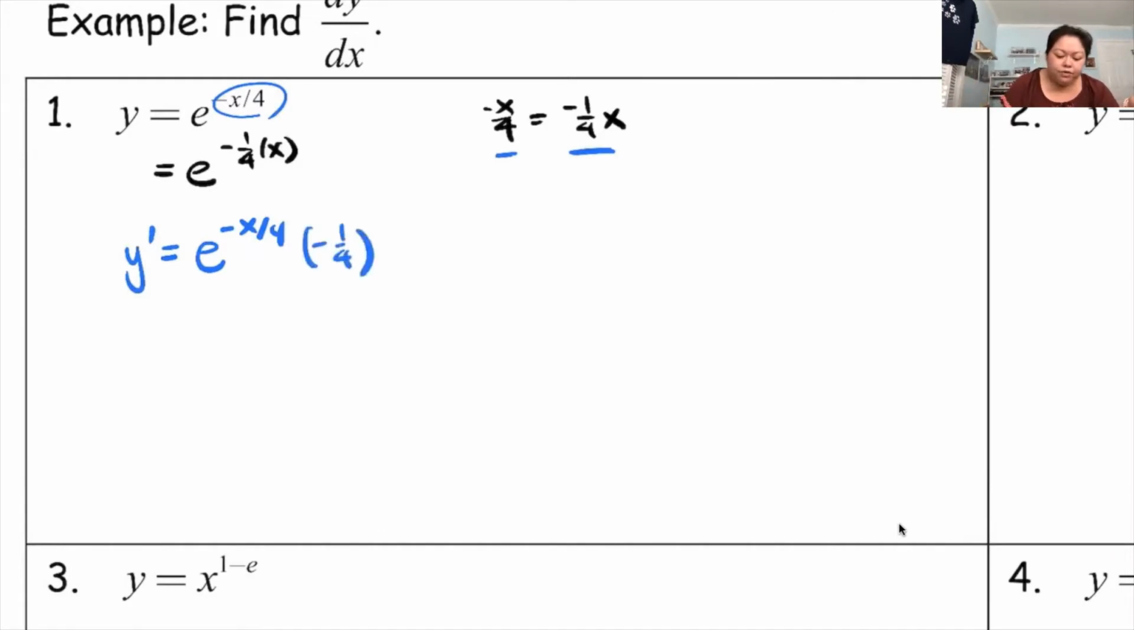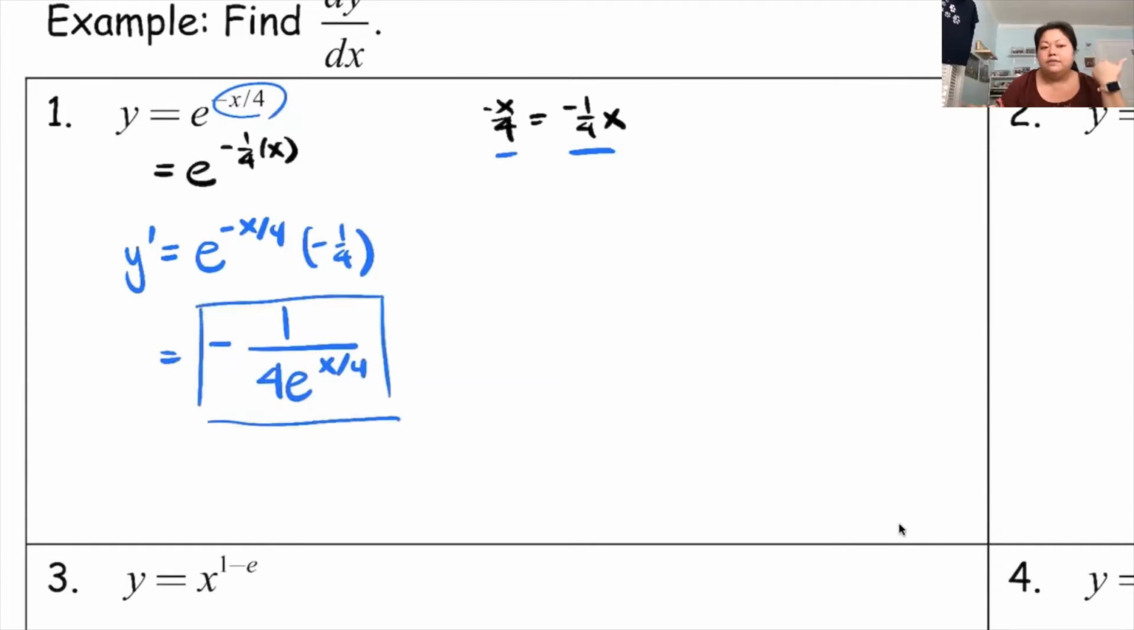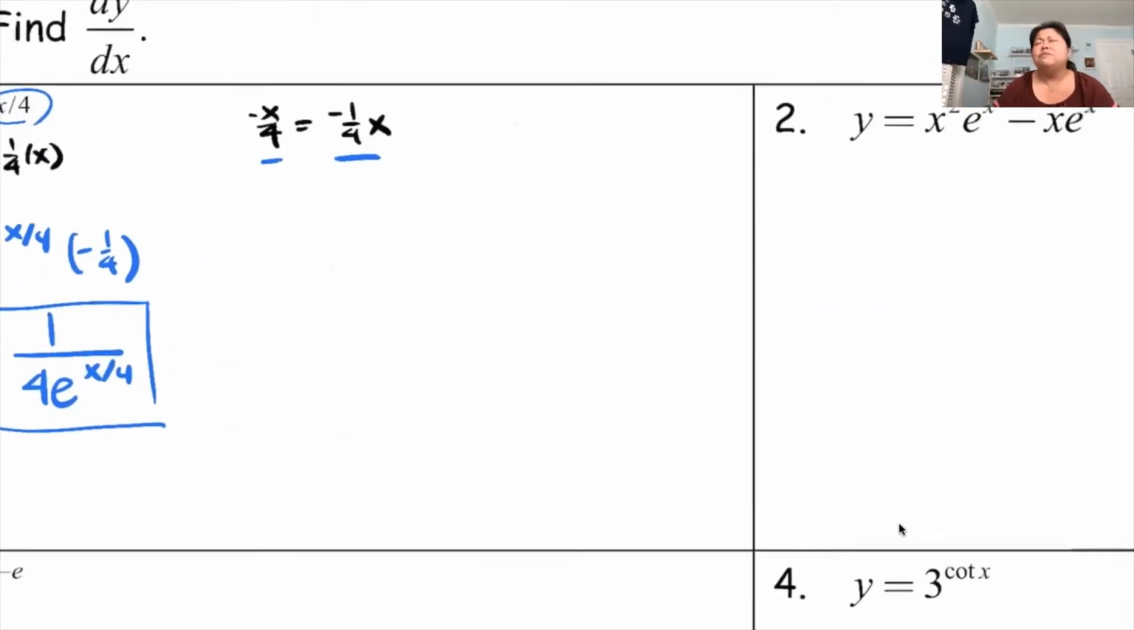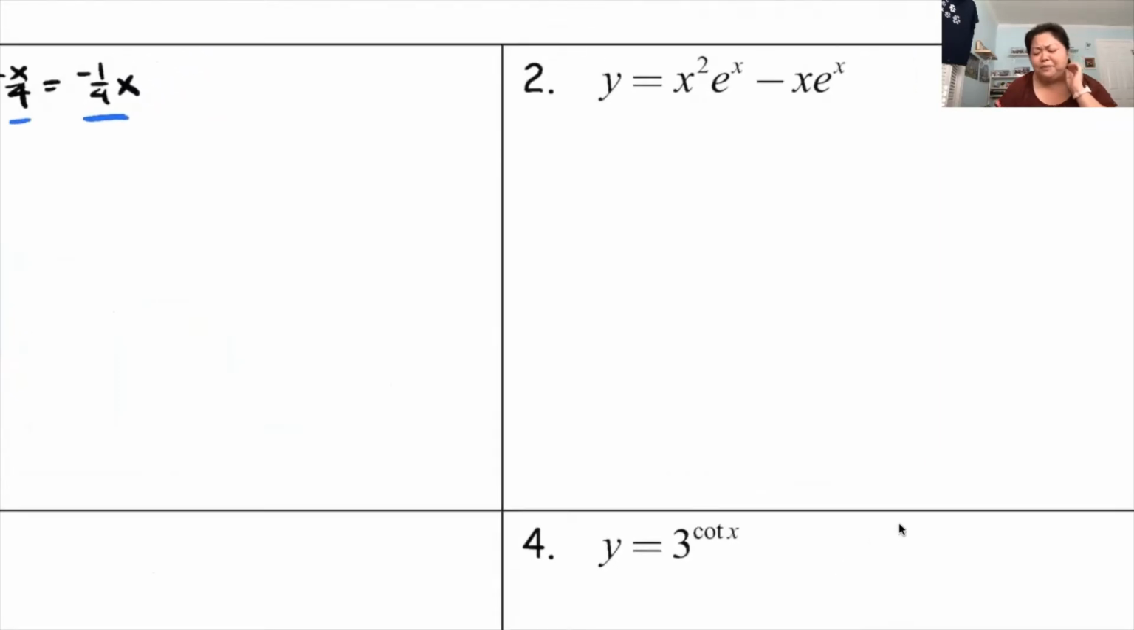So then, if you were to write this out nicely and completely, this would be negative 1 over 4 e to the negative x over 4, because that's the coefficient. And this will be your final answer. Okay? And that's it for e to the x. E to the x really has that really interesting thing of it being itself, the derivative of itself being itself. All right? I think we talked about this a little ways back in our homework, I think.